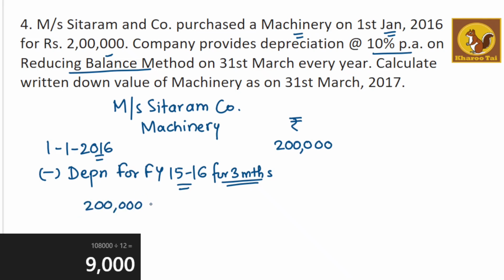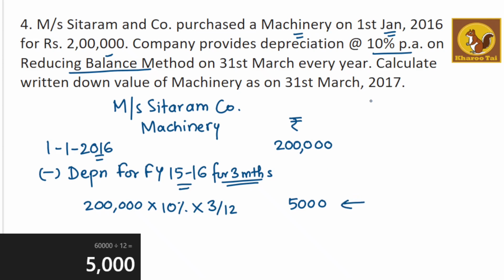The percentage is 10%, and this is for 3 months, so 3 divided by 12, right? So 2 lakhs into 10% is 20,000, and 20,000 divided by 4 will be 5,000. If you want, you can work this out on a calculator: 2 lakhs into 10 divided by 100 into 3 months divided by 12 months. This is 5,000. This is for financial year 15-16.